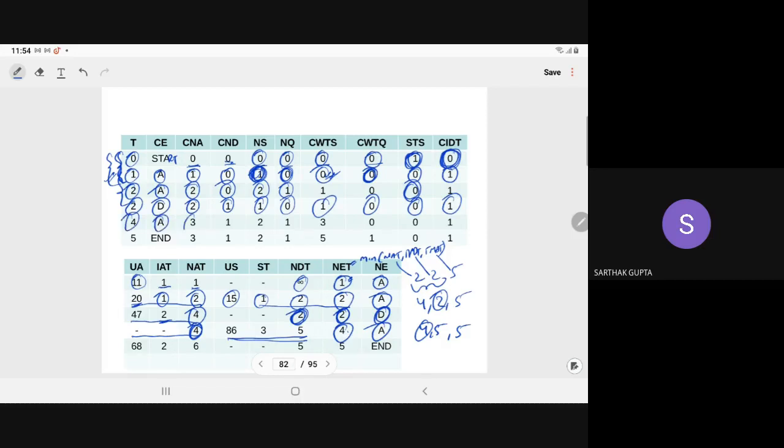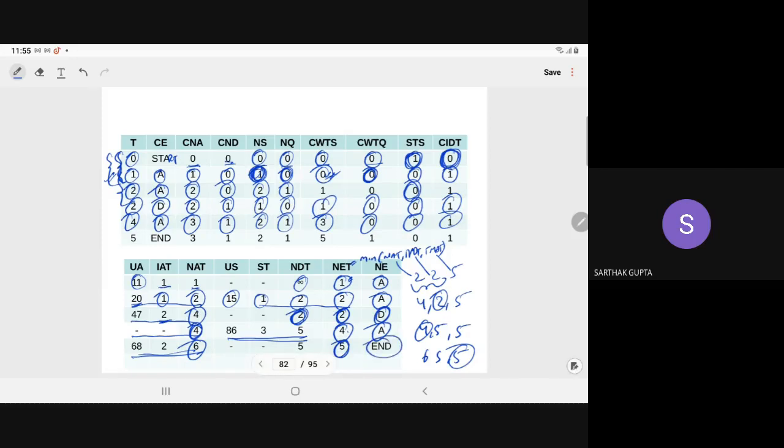Due to the arrival, CNA will increase, CND will remain as it is, NS will increase, NQ will increase. Then we have to update the CWTS and STS. When there is an arrival, you have to generate the next arrival. The next number is 68. Corresponding to 68, we have the interarrival time 2. So the next arrival time will become 6. So here we have 6, 5 and 5. Whenever we have 5 and 5, you have to take the Tmax, and whenever we have Tmax, you have to end the simulation.